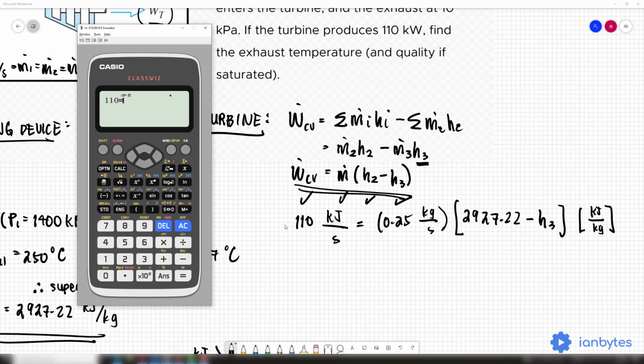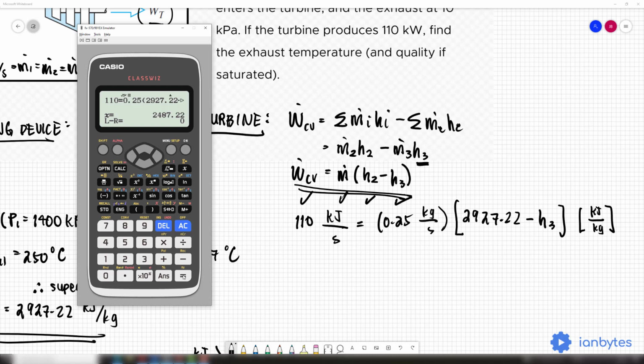That is equal to 0.25 multiplied by the quantity of 2,927.22 minus H3, or let's say that is equal to X. Okay? And let us just use the shift solve function in our calculator. Let's input a relatively large number para mas mabilis siyang mag-iterate. Sabihin natin mga nasa 2,000, no? Just a random number. Therefore, we have an H3 value of 2,487.22 kilojoules per kilogram.